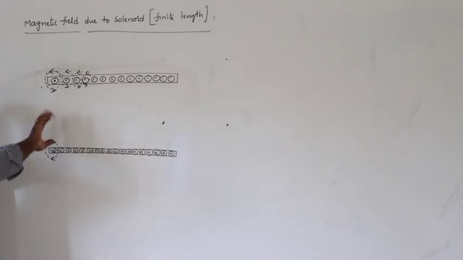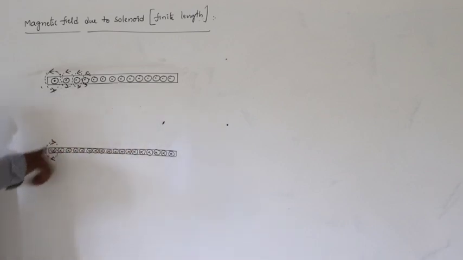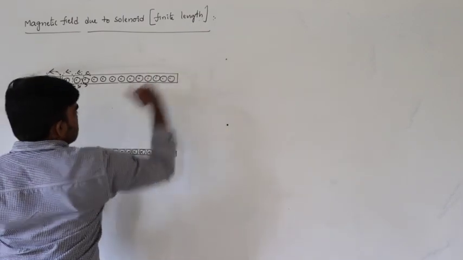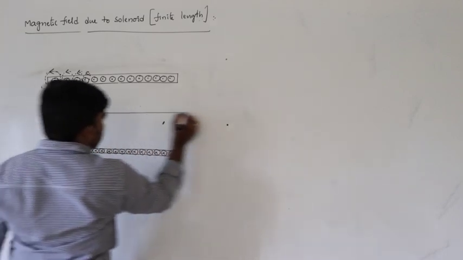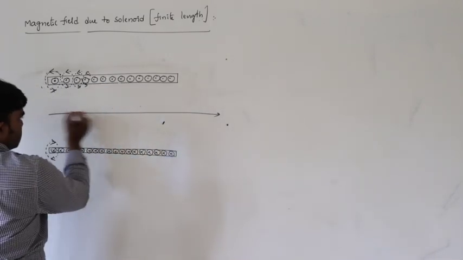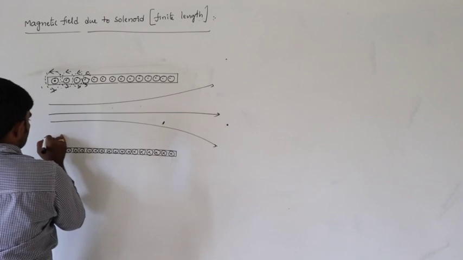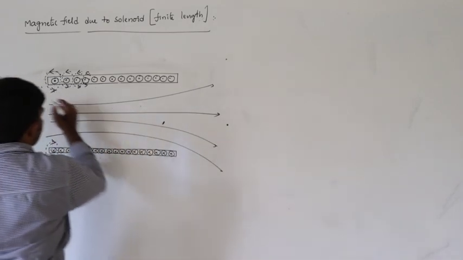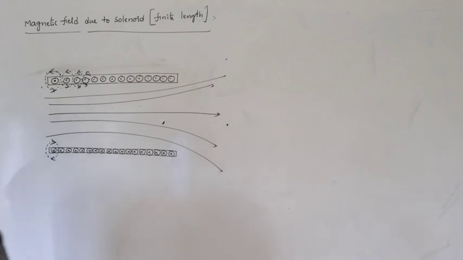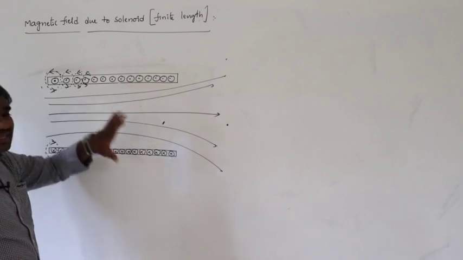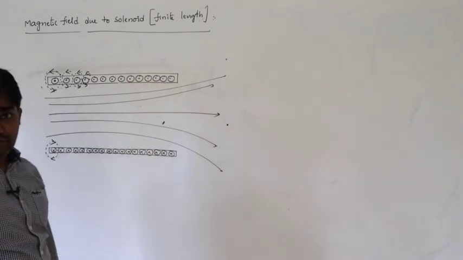Inside the solenoid, the direction of the magnetic field, by the curling of the fingers, is this. But outside, it is like this, and here also this is the direction. So that means inside, the direction of the magnetic field at the center line, let us say, is like this, and in different cases the direction of the magnetic field will be different. So it's not uniform in case of finite length. In case of a finite length solenoid, the magnetic field is not uniform.